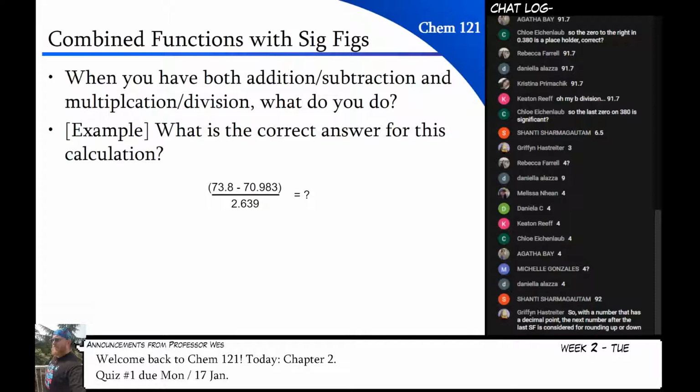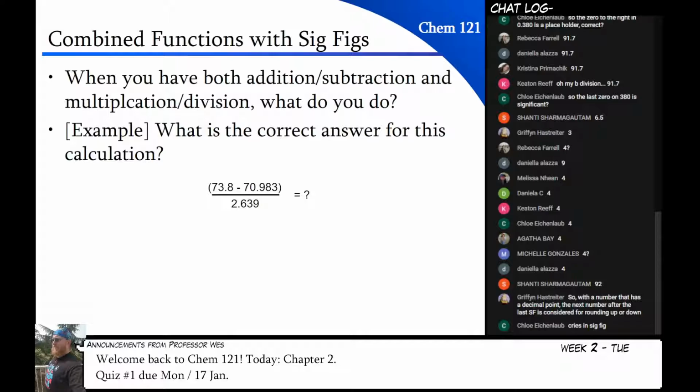How do I do a problem when I have both operations? Cries in sig fig. Yeah, if this is rough, it only gets worse from here, so I don't know what to tell you. What do I do when I have both operations? You cannot just punch this in the calculator and use whatever rules you want. That's not an option. That's not a rule that we went over. There's no use-whatever-you-please rule, right? So, how do we do this?